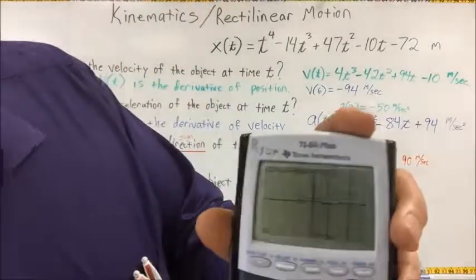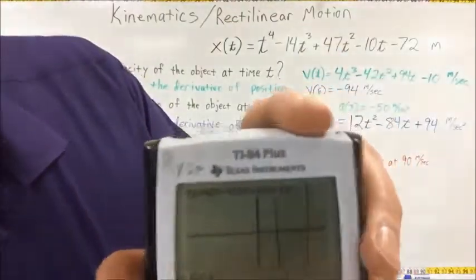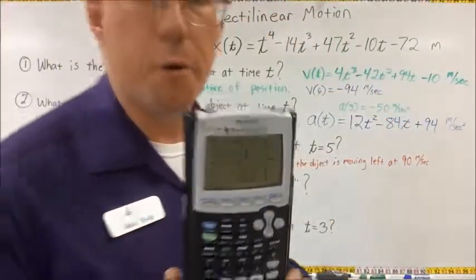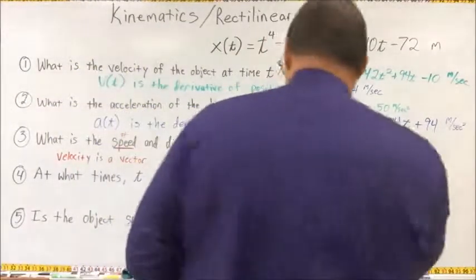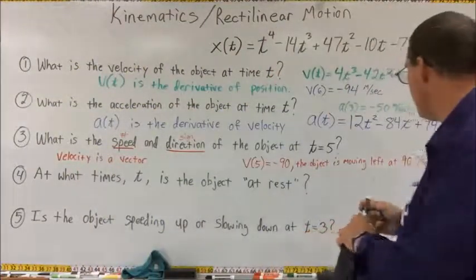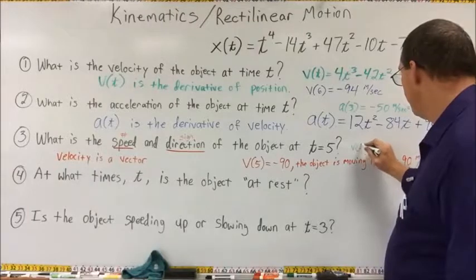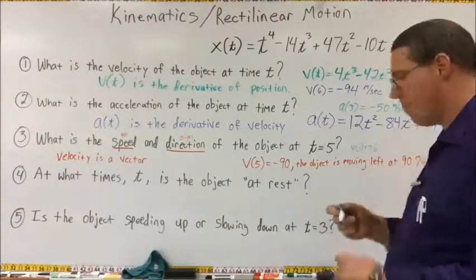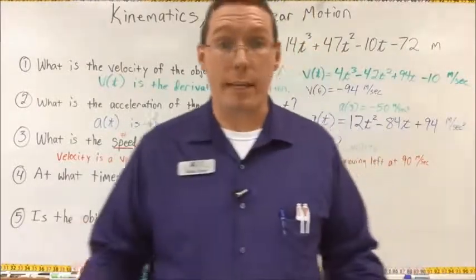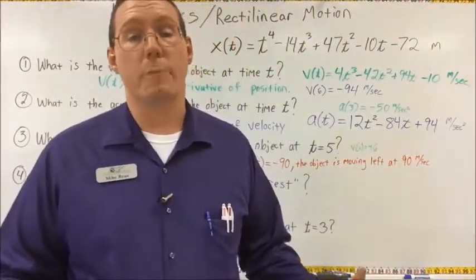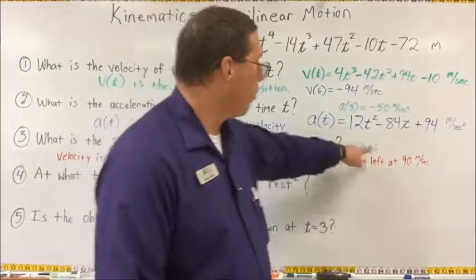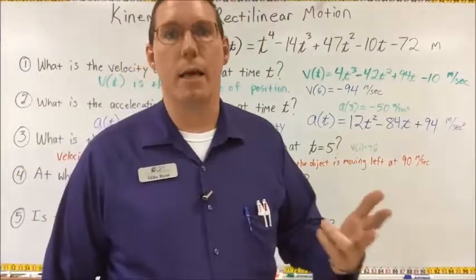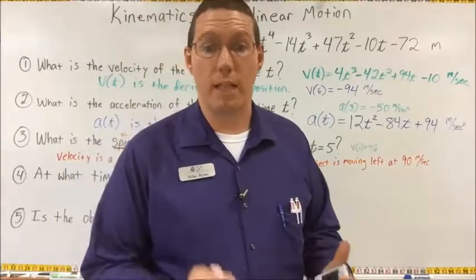So we'll go here. We're still in trace. We'll press 1, enter, and what is the output there? It says the output is positive 46. So when V of 1 is 46, that means that the object is moving to the right because it's a positive number. The object is moving right at 46 meters per second. That's how we answer the question about speed and direction, using velocity.